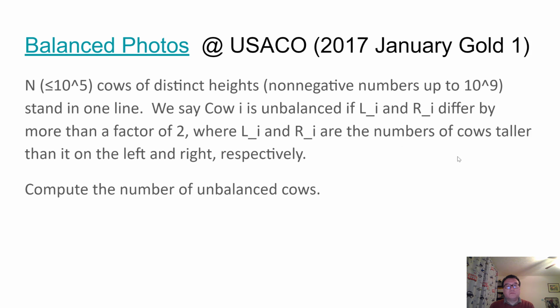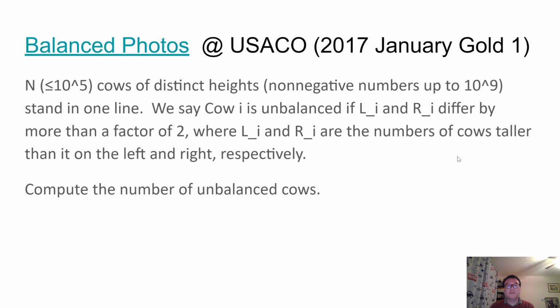So this is a problem from USACO. There are n cows with distinct heights, and the height can be fairly large, and they stand on one line. We say a cow is unbalanced if the Li and Ri differ by more than a factor of 2, where Li is the number of cows taller than it on the left, and Ri is the number of cows taller than it on the right. We want to compute the number of unbalanced cows.